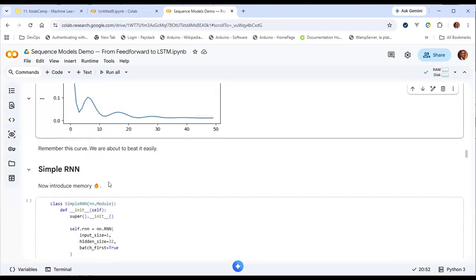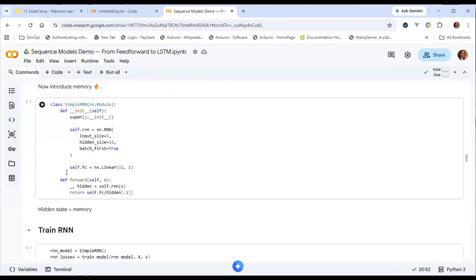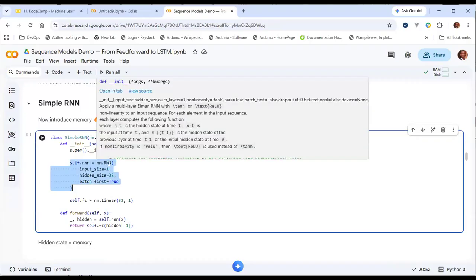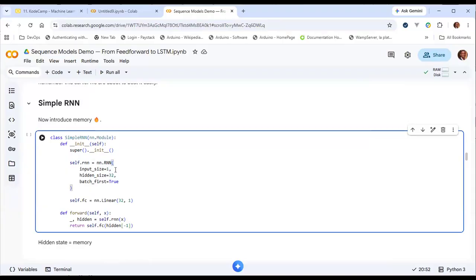Now let's do a recurrent neural network. You can see a recurrent neural network is actually very easy. You just use nn.RNN and specify the input size. There will be only one input size because there's only one input feature, the single number that we are predicting. The hidden size can be anything. Hidden size is normally higher because it represents the internal meaning of the sequences, so you cannot use just one neuron or one feature. So we use 32 and batch first is true.